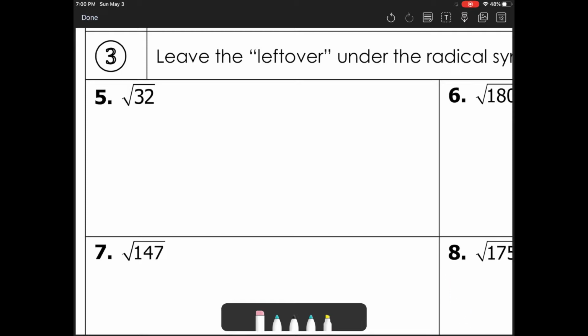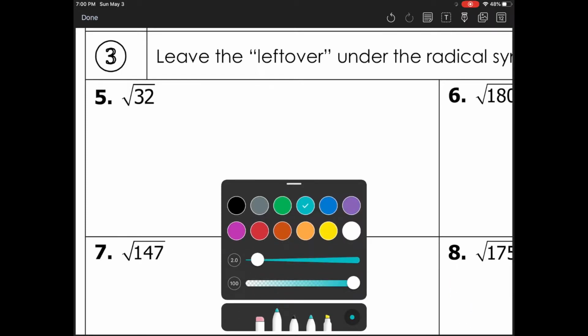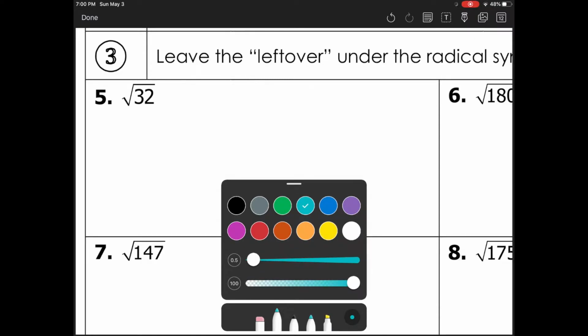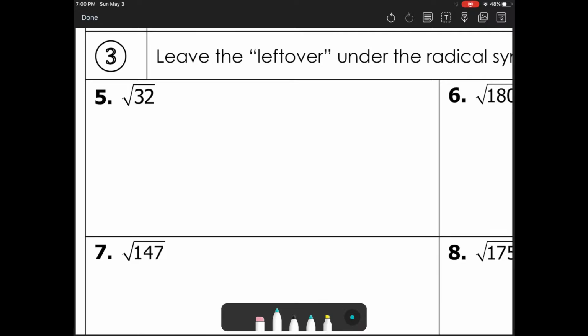Is that a big fat line? Yes, it is. Let me make this a little bit smaller. There we go. So I've got the square root of 32. What I'm going to do is make a factor tree for 32 until I get down to all prime numbers. So what times what makes 32? Well, I know from my multiplication tables that 8 times 4 makes 32.